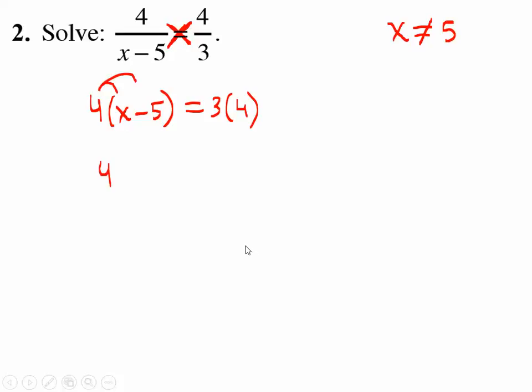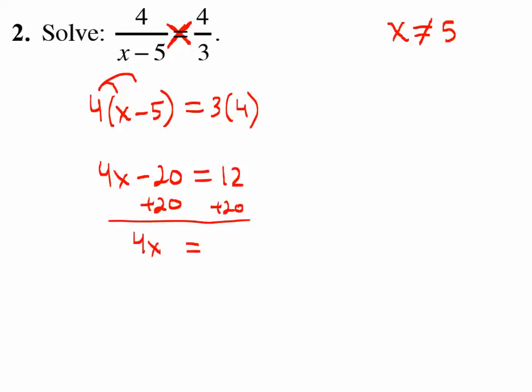I'm going to finish it off as well here, distributing the 4, multiplying the 4 and the 3, adding now 20 to both sides gets you a 32, and dividing by 4 gets you a final answer of 8. And now the only question is, can I accept that as an answer? Yes.